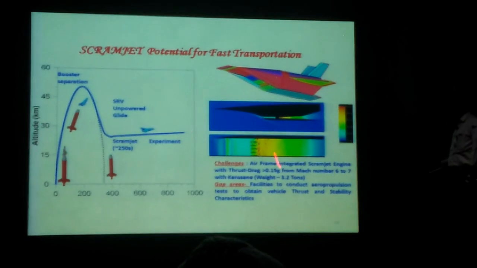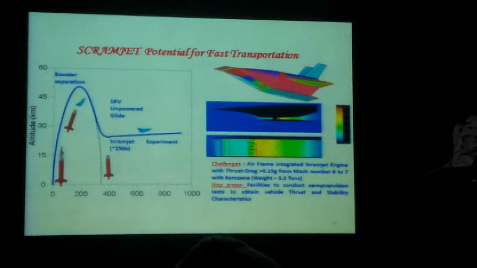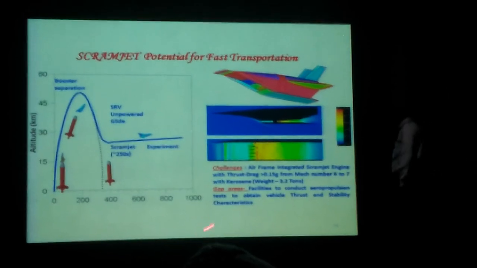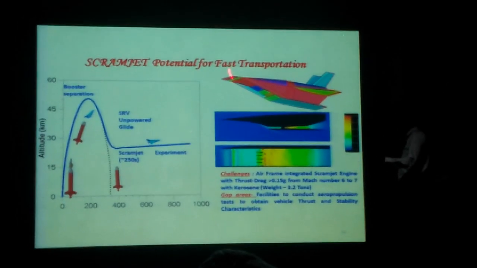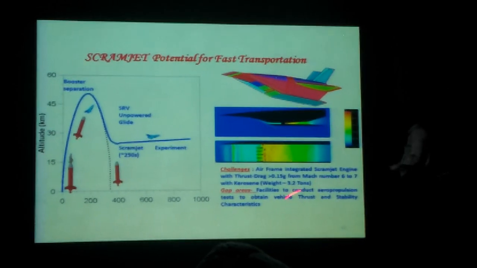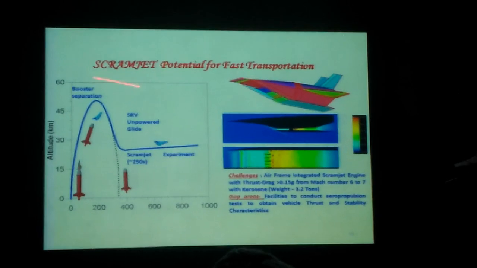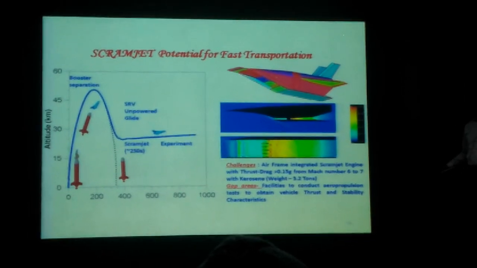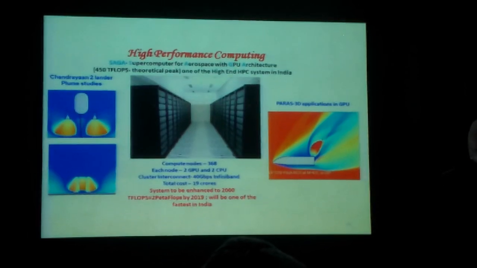So these are the main challenges. That is, the airframe integrated scramjet engine to get T minus D greater than 0.15 G. And of course, the main thing is how do you make this test end to end to get the thrust minus drag. And also the stability of the vehicle is very important, because stability in the presence of combustion is also a very important aspect.